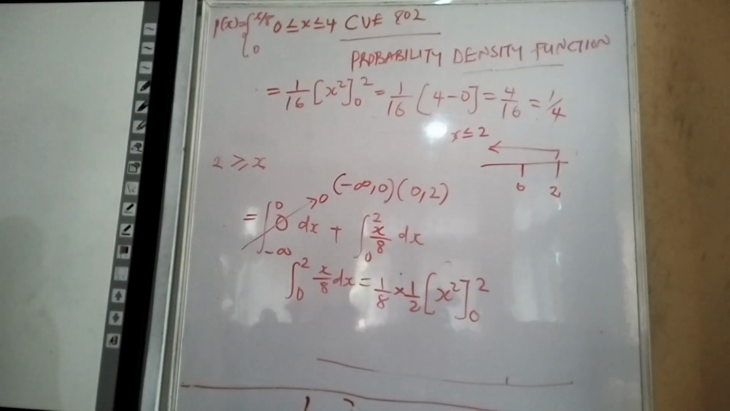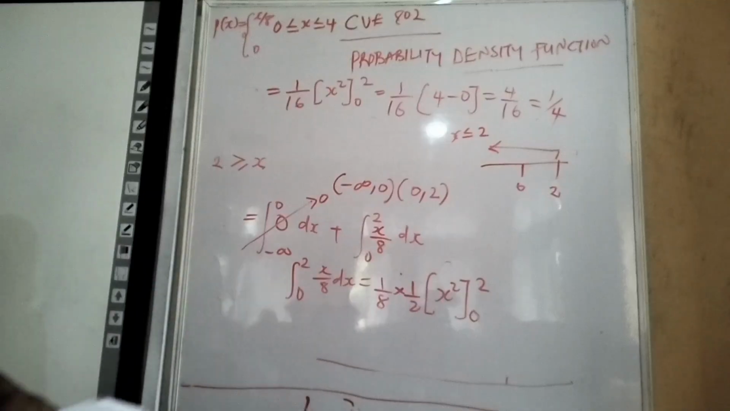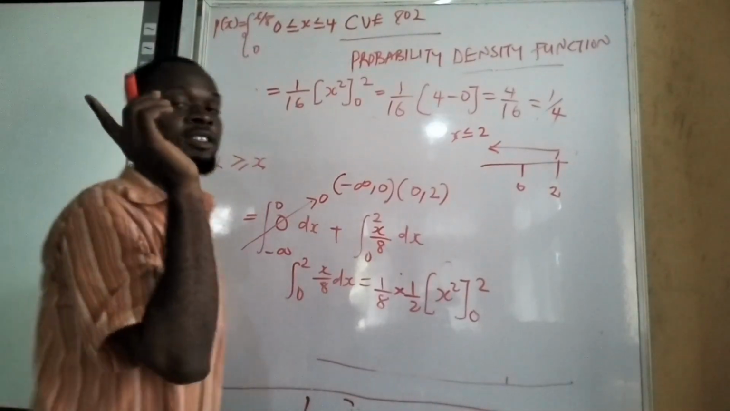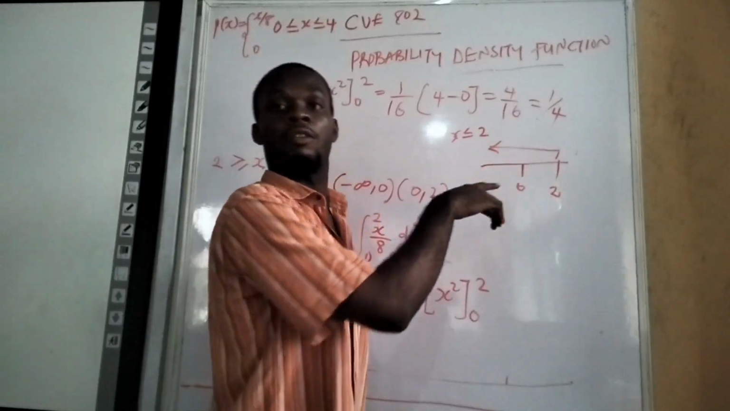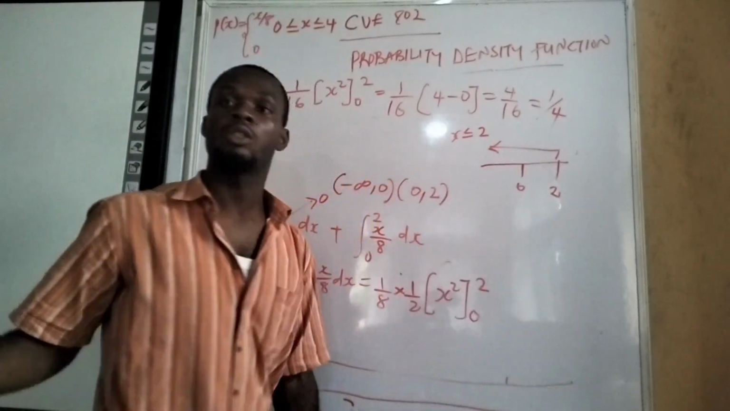Because that's why it's called a continuous function. It's like an envelope, it contains everything. Integration means you are adding. If you integrate from 0 to 2, that's taking care of 0.1, 0.2, 1 till you get to 2. To take care of everything.